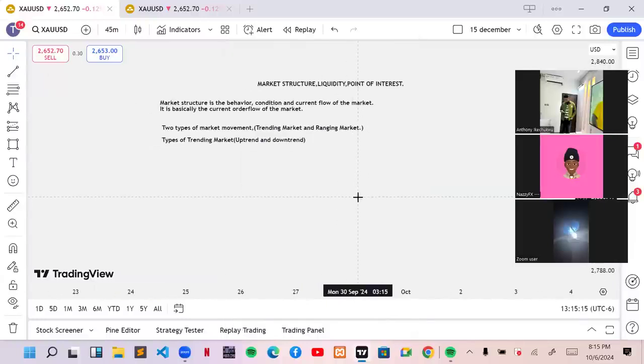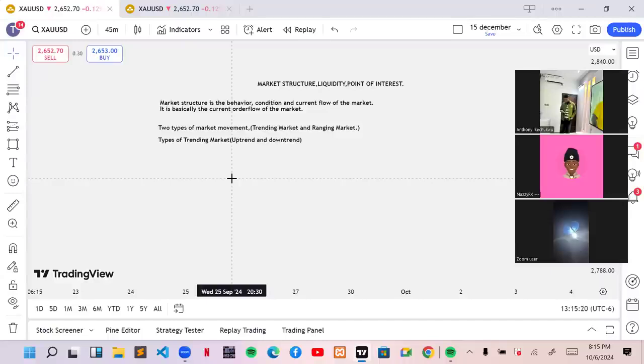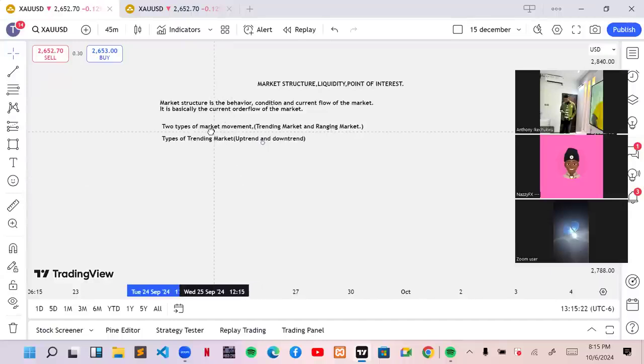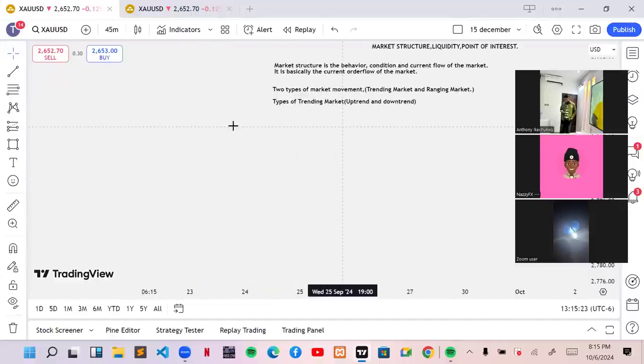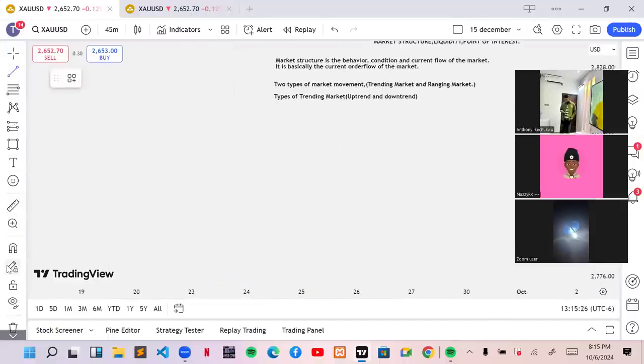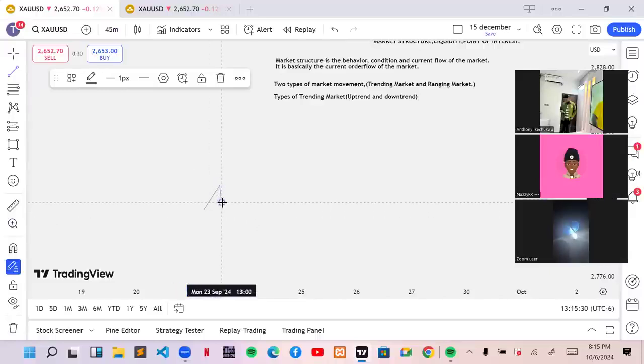What I mean by an uptrend is when the market is making a series of higher highs and higher lows. That's what it means for the market to be on an uptrend. The market is making higher highs and then higher lows, higher highs and then higher lows, higher highs and then higher lows. This is what it means for the market to be on an uptrend.